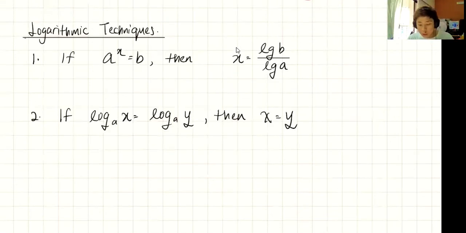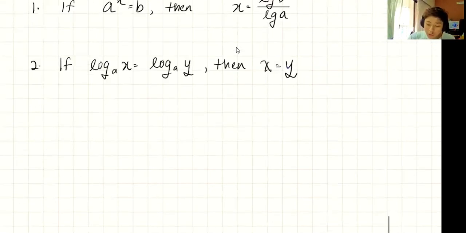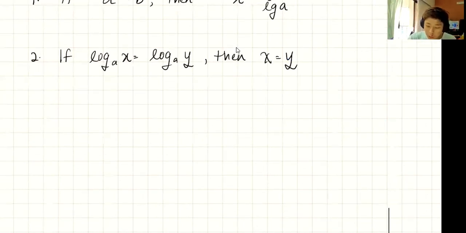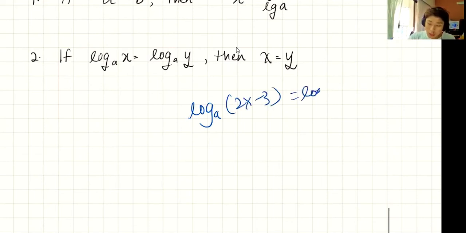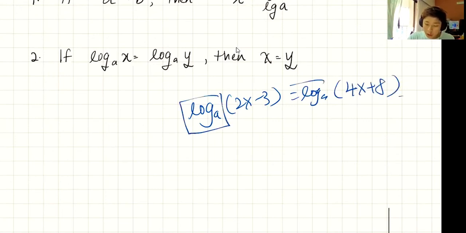And the second one is also the same thing. You would want to solve a very complex logarithmic equation until you arrive at a stage where you have, let's just say, log a of (2x minus 3) is equal to log a of (4x plus 8). Since you know that log a and log a are the same thing, you can compare the arguments on the left and right hand side. You understand?